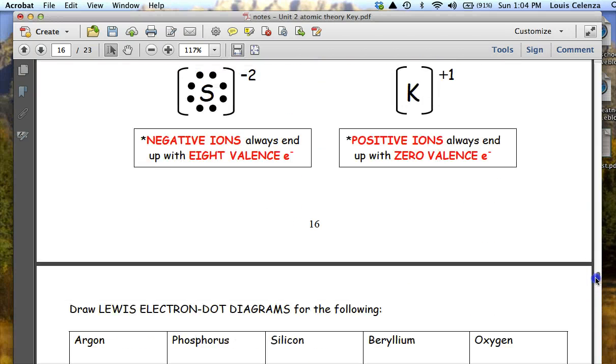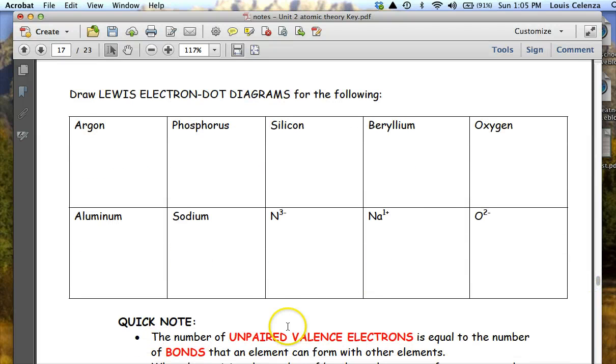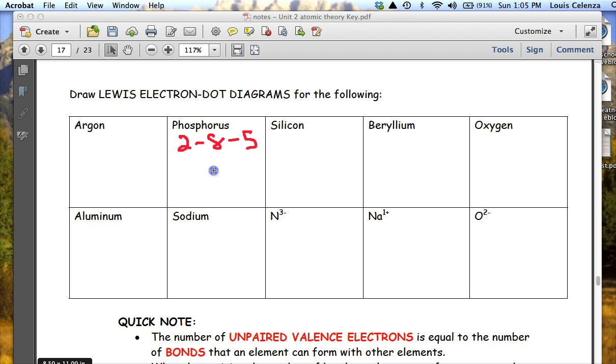And let's see if we have a couple of examples. Oh, I knew we would. All right, so let's do these. Let's do phosphorus because it's 2, 8, 5. So phosphorus is P. It has 5 valence electrons. So it's 1, 2, 3, 4, 5. So the electron dot or Lewis dot diagram for phosphorus has 5 dots around it. It has 2 paired electrons and then 3 unpaired electrons.